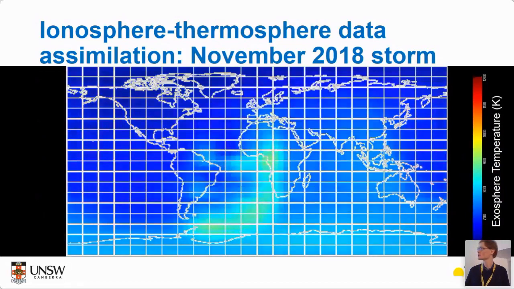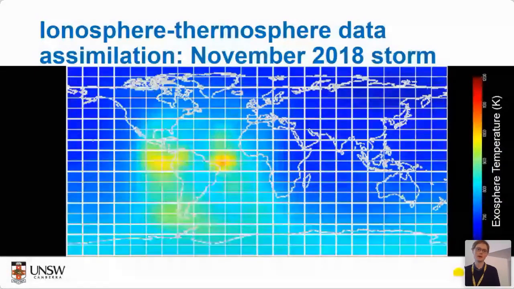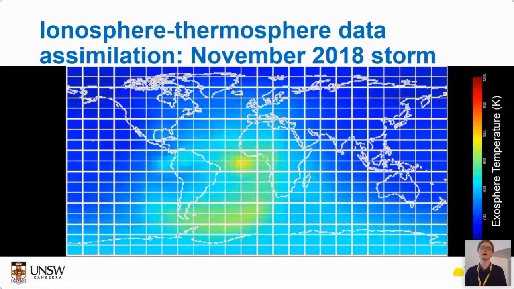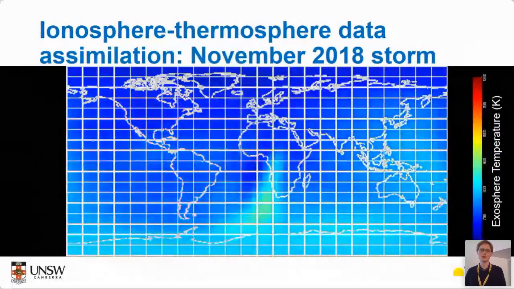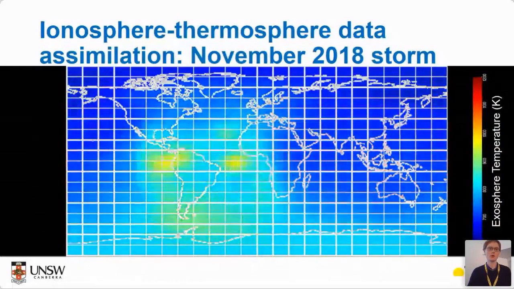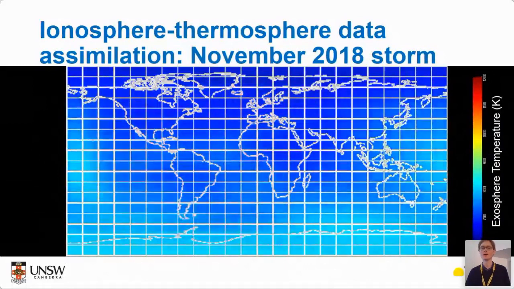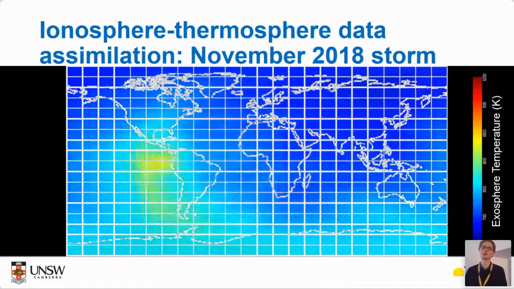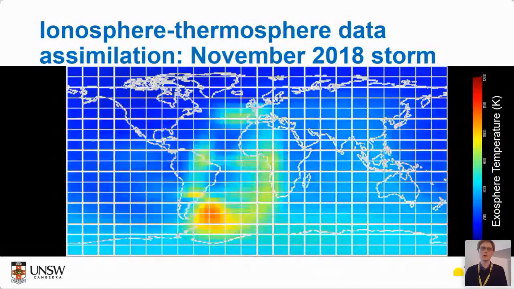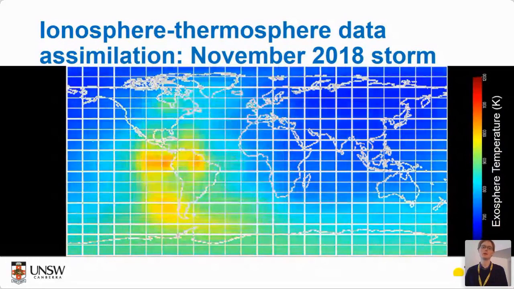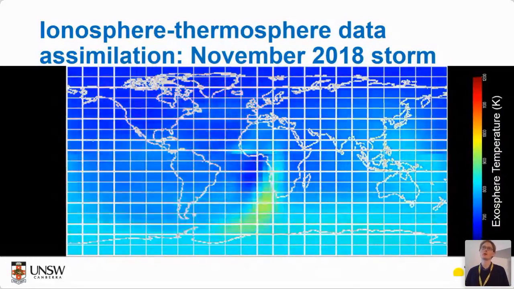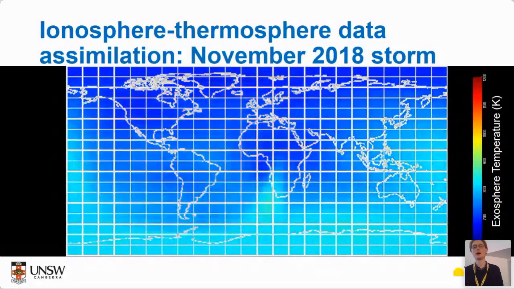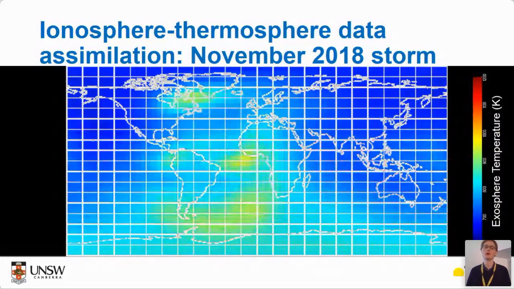So this animation shows the results of that simulation, showing how data is assimilated to update the model state for that storm. It's clearly seen that the observations occurring around the Atlantic are increasing the estimated temperature. However, it's also noted that because of the nature of the ionosphere-thermosphere system, which has a relatively short memory, these changes are not persisting for very long.